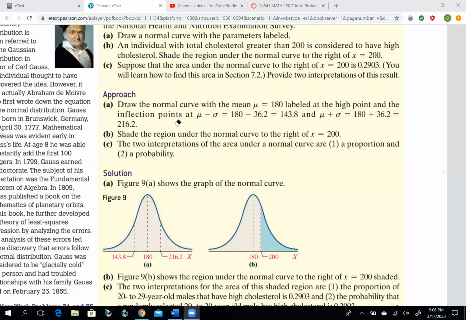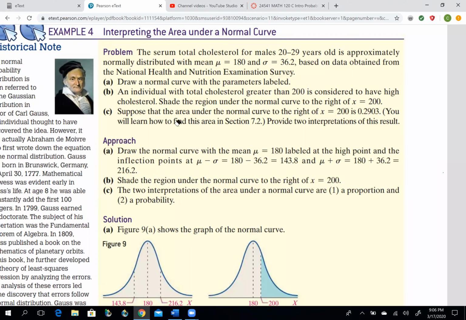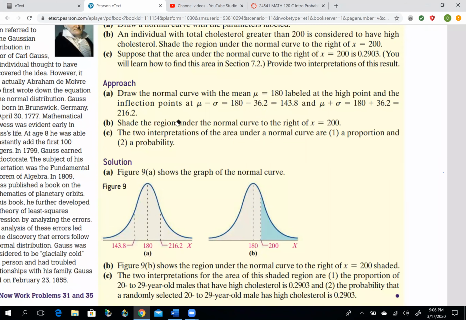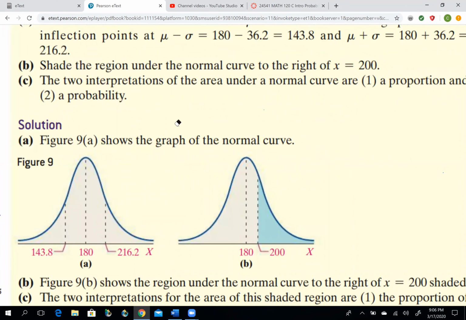Okay, so now let's go to part B. An individual with total cholesterol greater than 200 is considered to have high cholesterol. Shade the region under the normal curve to the right of x equal 200. So again, guys, this is 180, 200 goes to the right, and then I'm going to shade the area to the right of 200. That means this blue shaded area shows me those people who have high cholesterol.